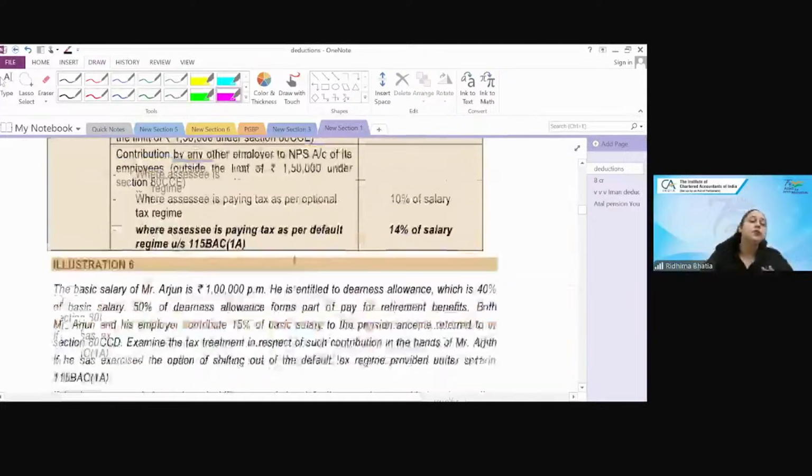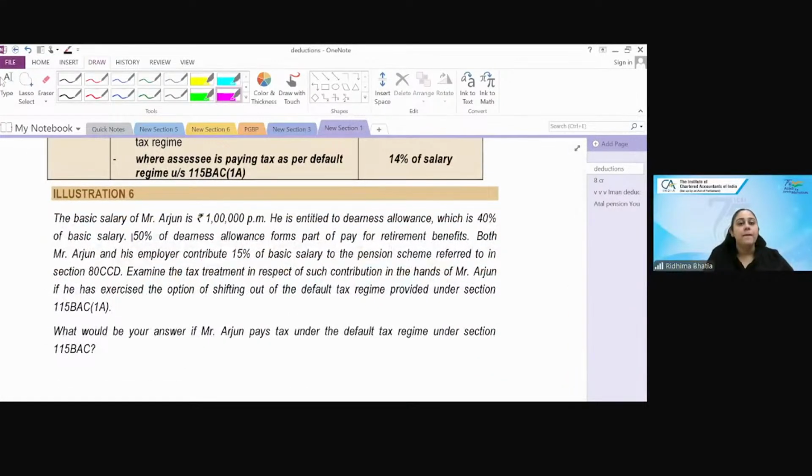Interesting. So this is the illustration which is given to you. Mr. Arjun's basic salary is 1 lakh per month. He is entitled to dearness allowance, which is 40% of basic salary. 50% of the dearness allowance forms part of the retirement benefit. So 40% of 1 lakh is 40,000, and 50% of 40,000 is 20,000.